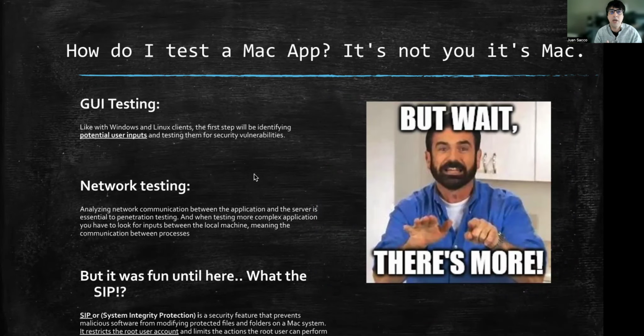So how do I test a Mac application? It's not you, it's Mac. If you want to do graphical interface testing, choose Windows and Linux. The first steps will be identifying potential user inputs, of course. Meaning whatever you can have access to from the application, access to folders, files the application is trying to get access to.